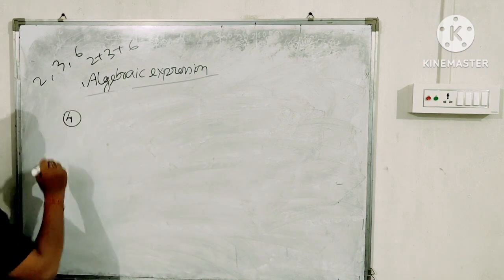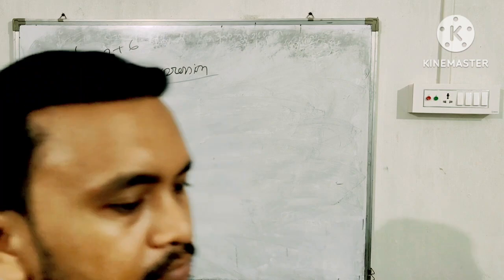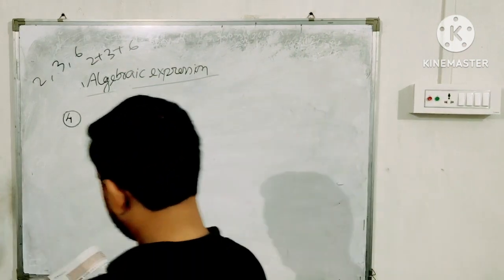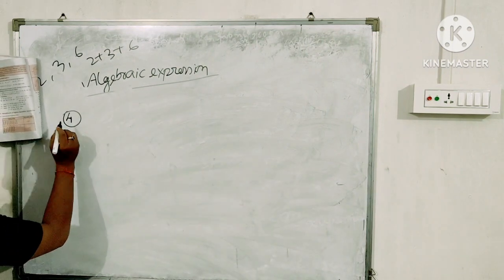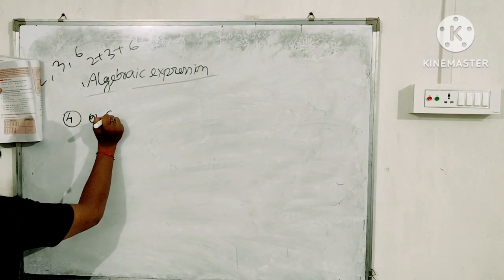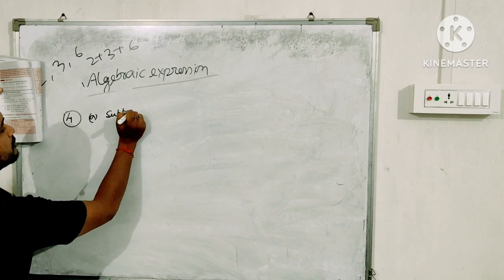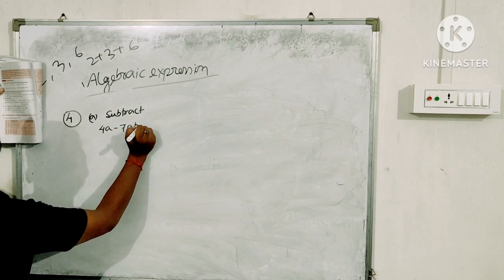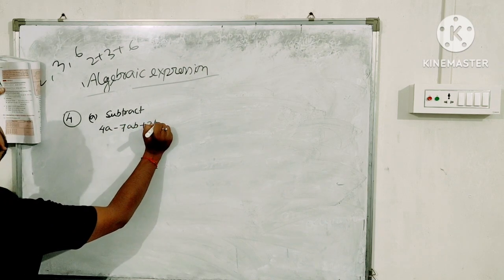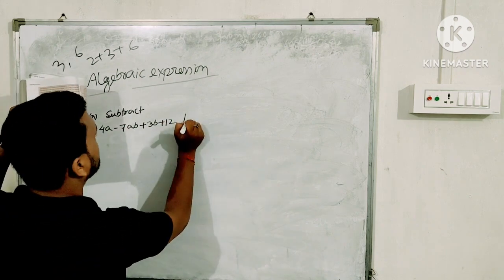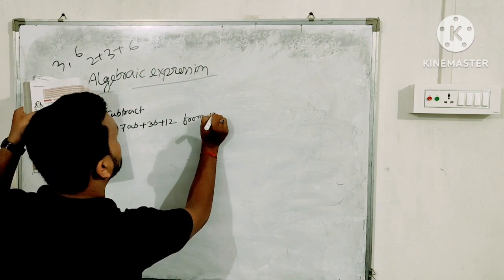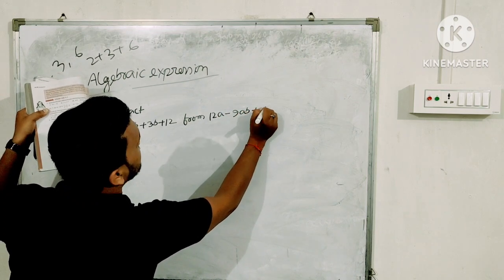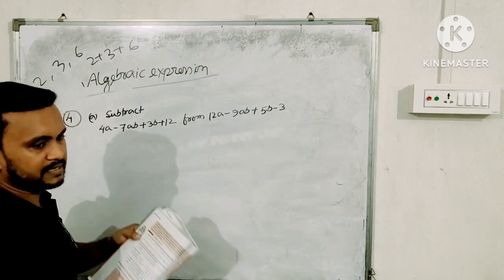Question number 4, that is subtraction. Subtraction করার কারণে, first question, that is a. Subtract 4a minus 7ab plus 3b plus 12 from 12a minus 9ab plus 5b minus 3.